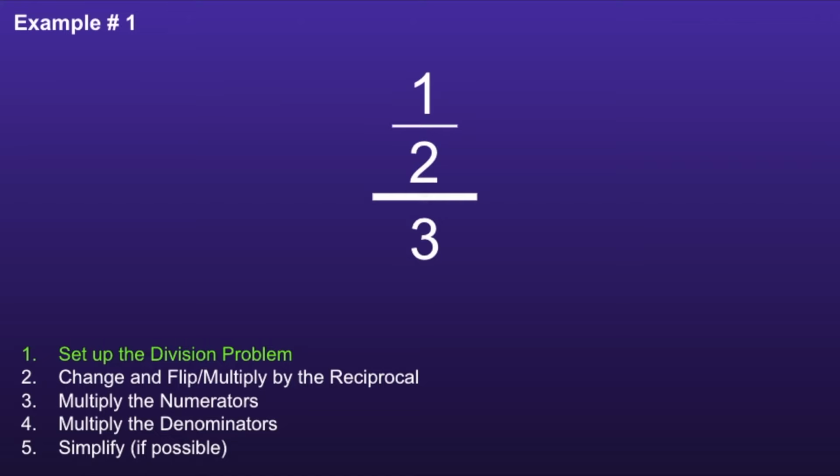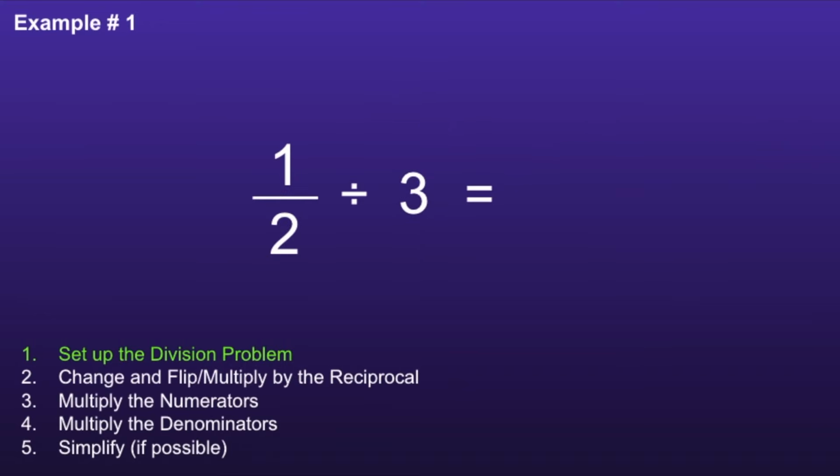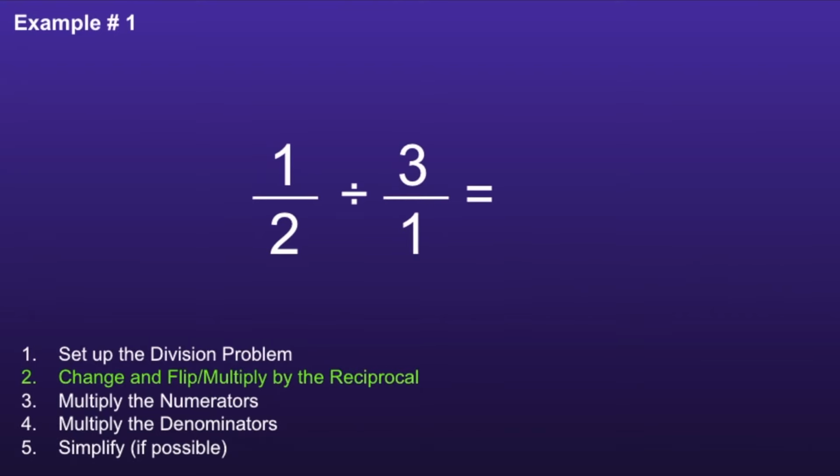In order to simplify a complex fraction, there are five steps. The first step is to set up the division problem. And you may be asking, what do you mean division problem? Well, the fraction bar in a complex fraction, or really any fraction, means division. So this would be 1/2 divided by 3. So we can set this up like a traditional division problem. The next step is to change the whole number 3 into a fraction. We can change any whole number into a fraction by giving it the denominator of 1.